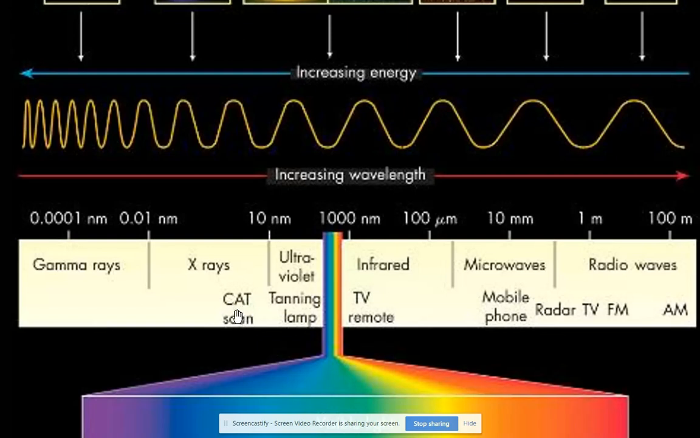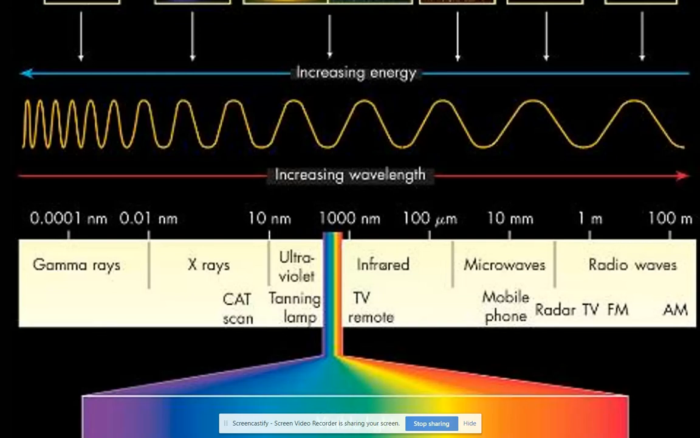Why does it have CAT scan shown here with X-rays? I don't know, because a CAT scan is using X-rays. I'm not sure why you need to specify CAT scan in there, because it's just using X-rays. Okay, visible spectrum. You see the visible spectrum is a fairly small portion of this entire electromagnetic radiation spectrum.